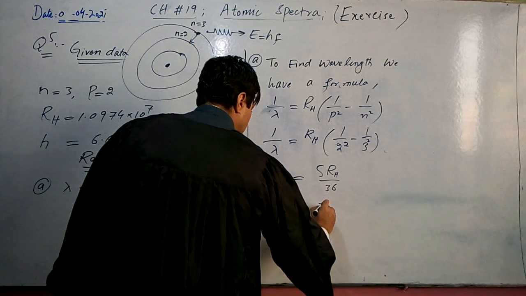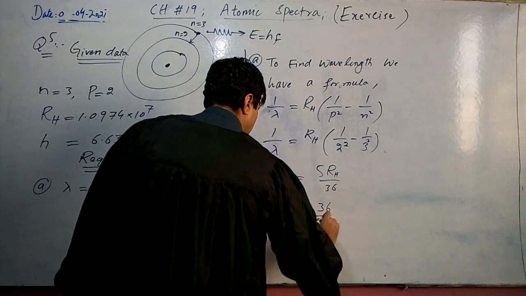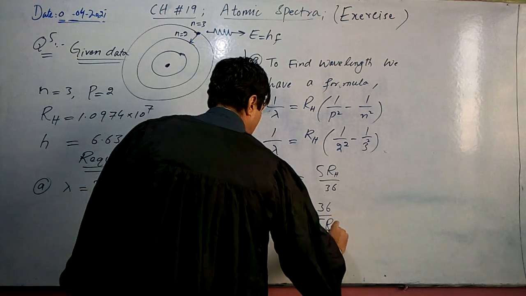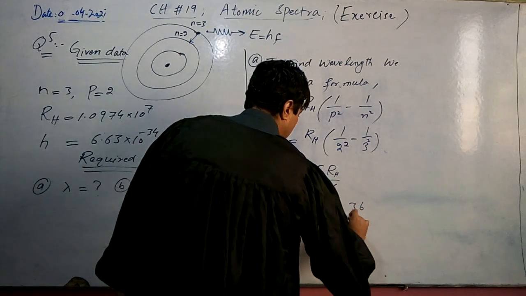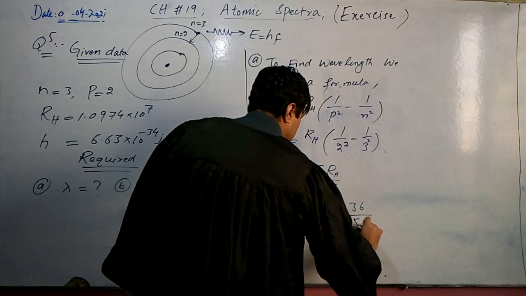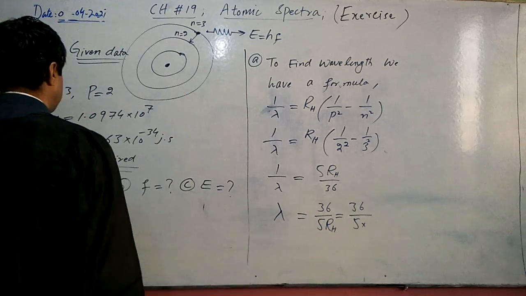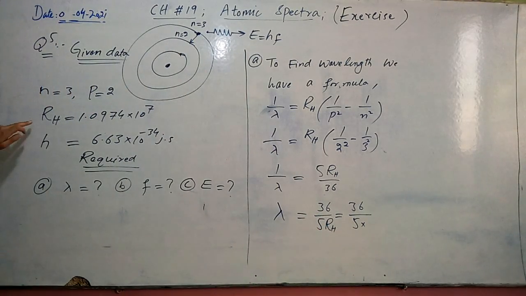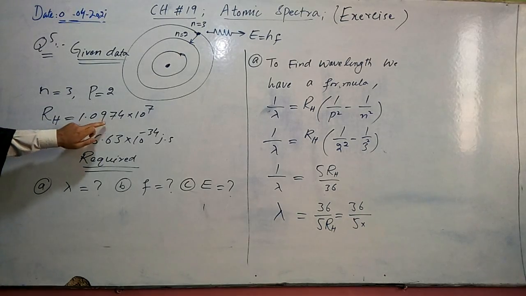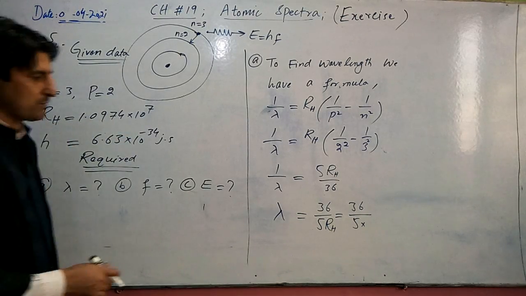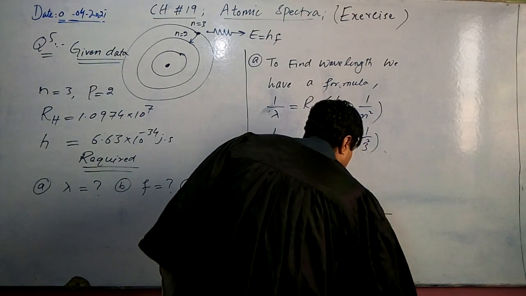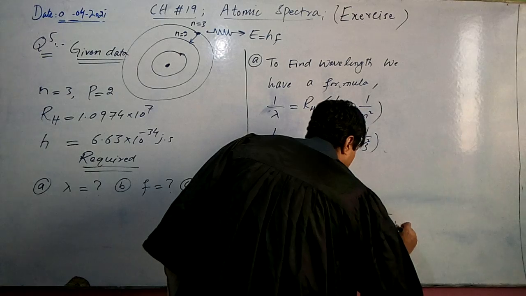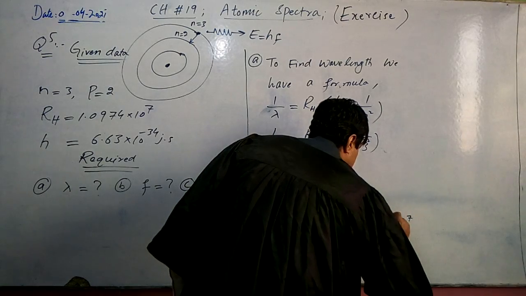Lambda is equal to 36 divided by 5 RH. Now 36 divided by 5 multiplied by, what is the value of RH? Its value is given here. The value of Rydberg's constant is 1.0974 multiplied 10 power 7. So 5 multiplied by 1.0974 multiplied 10 power 7.